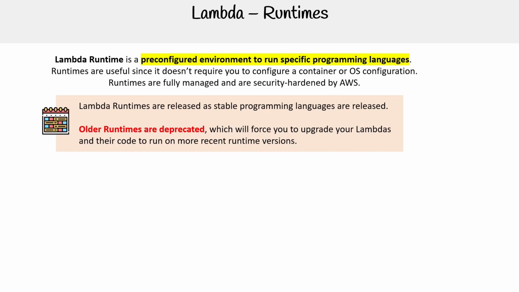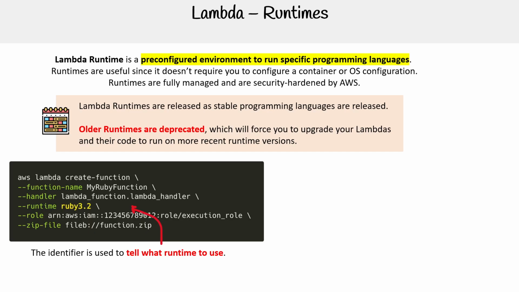Older runtimes are deprecated, which will force you to upgrade your Lambdas and their code to run on more recent runtime versions. AWS sells this as a feature or a benefit. I find it a pain in the butt because you'll have something running on Node.js and then there's a newer version of it and you don't feel like upgrading, but then you're forced to. Depends on your language. Ruby's not so bad.